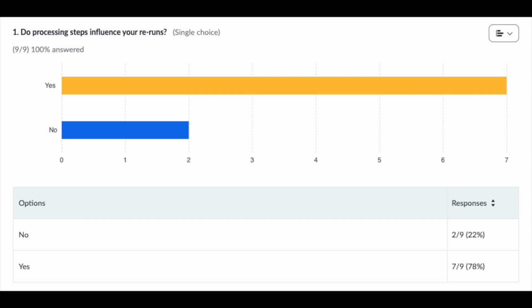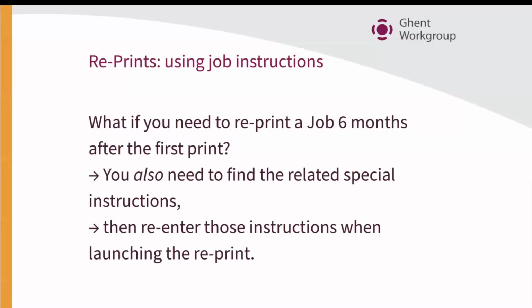Do processing steps, for you, does it help you to manage your reprints? The majority thinks it helps. Well, I personally also think it helps. So basically the question is, you need to reprint a job 6 months or whatever after the first print. Now that actually means you also need to find the related special instructions that go with the file or with the initial file. And then you have to re-enter whatever instructions there were when you launch the reprint.